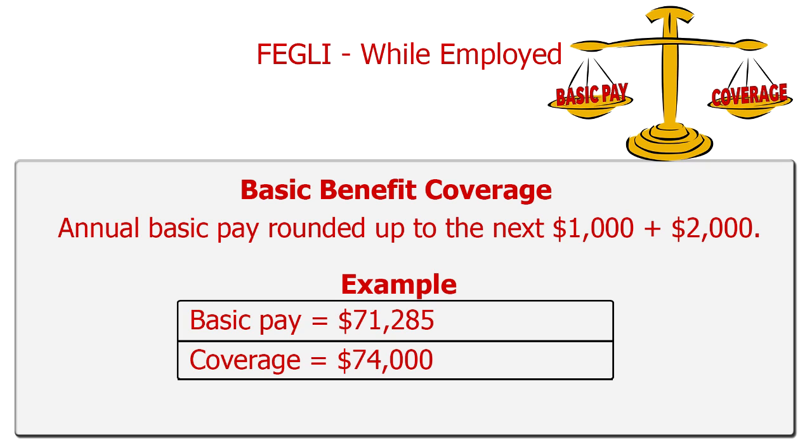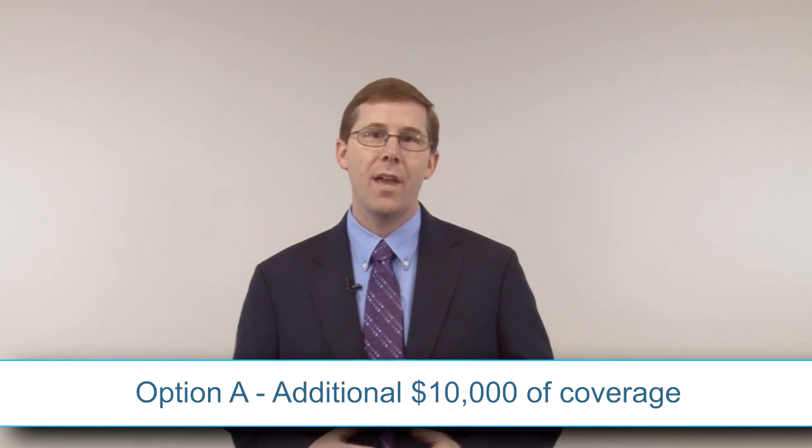In this example, you will see the basic coverage is $74,000. There's no maximum dollar amount for the basic coverage. It is strictly dependent upon the employee's salary. Next, we'll define the 3 options, starting with option A. Option A is an additional $10,000 of coverage on the employee.